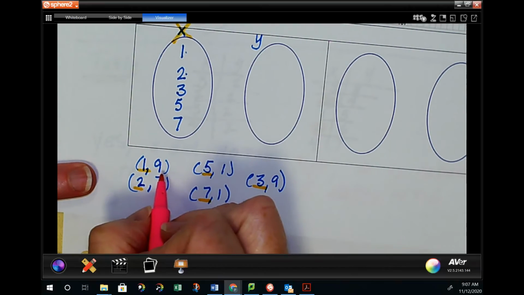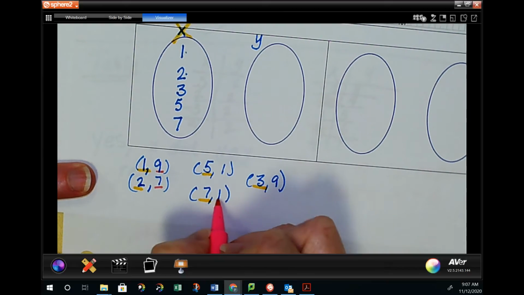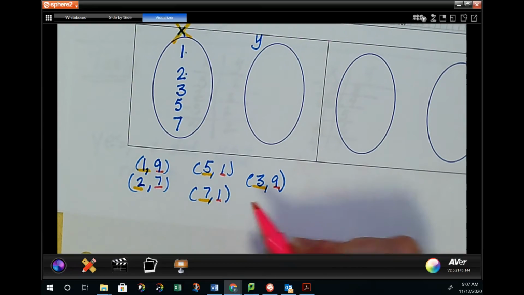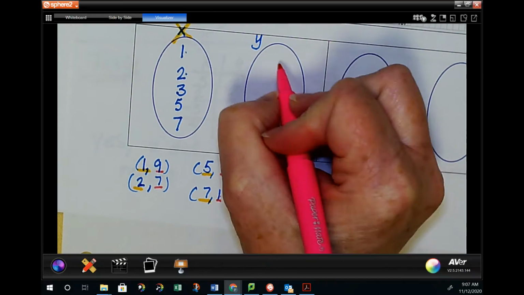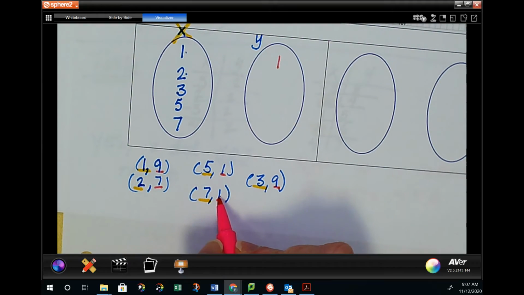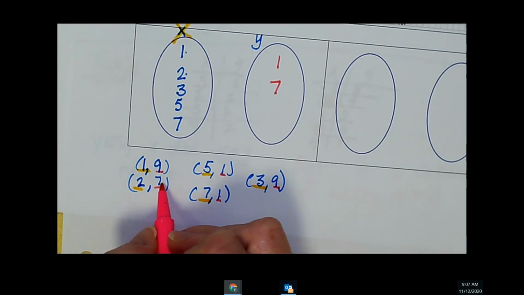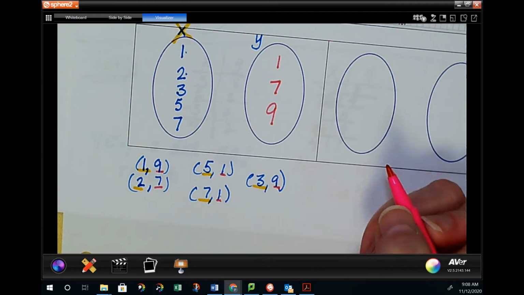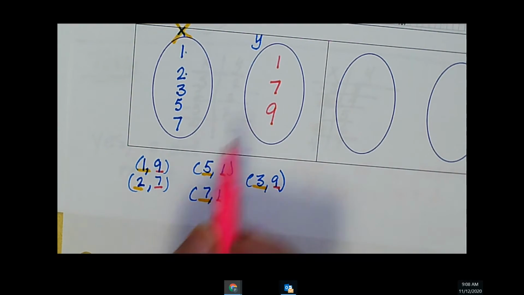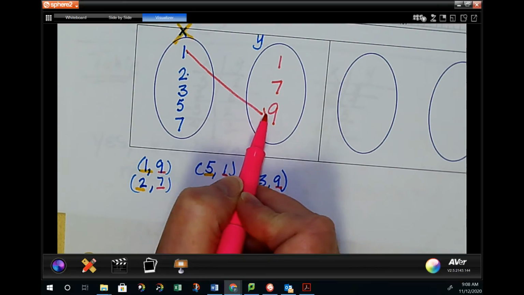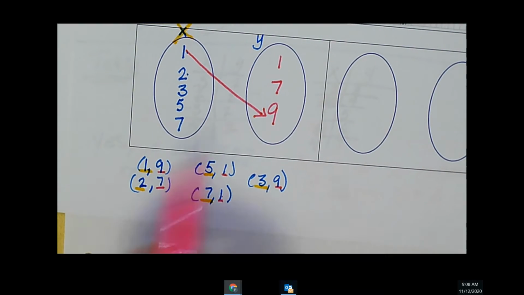Now I'm going to take my y, and I'm just going to kind of look. Those are my y's. So now I have a 1. I already have a 1, so I don't need to repeat it. And then the next number is a 7. That's okay. And then I have a 9. So 1 goes to 9. 1 maps to 9. That's okay.